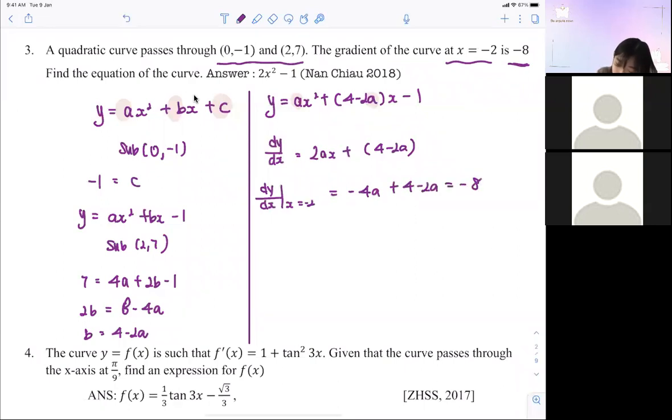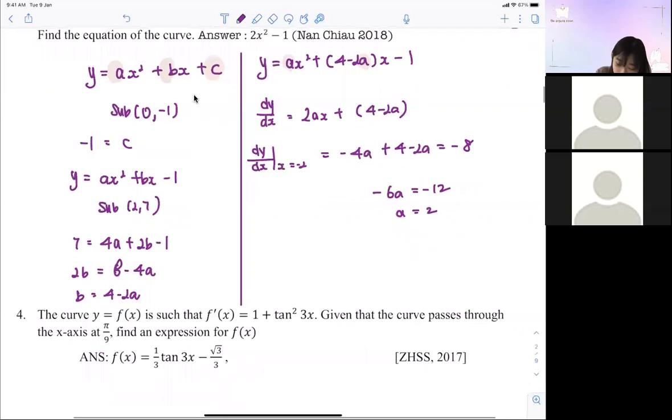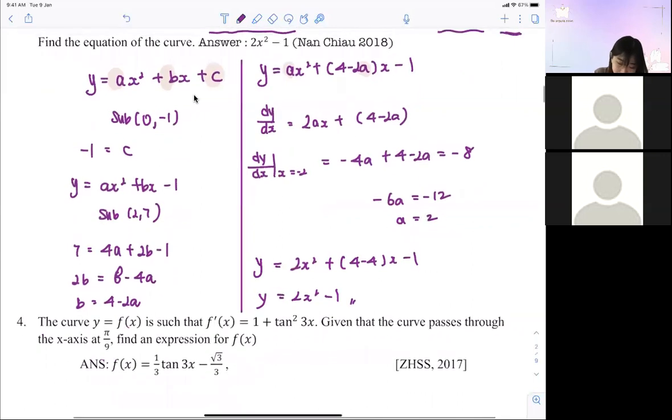Is equal to minus 8. A one side, number one side, a equals 2. Once you found a, you can sub it back into your equation. That's your answer.